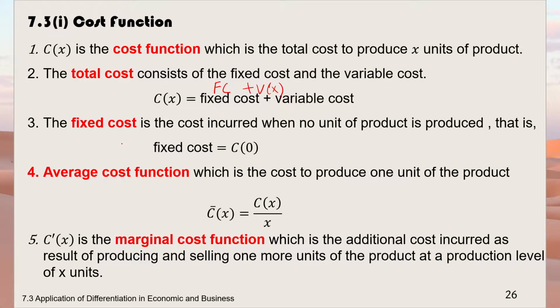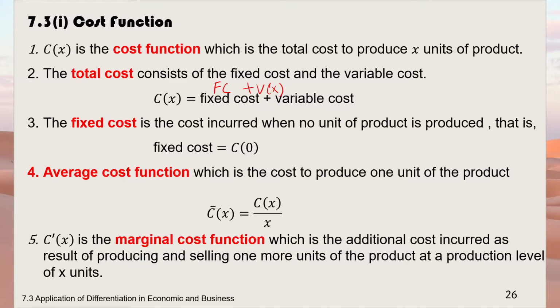What is the fixed cost? The fixed cost is the cost incurred when no unit of product is produced. For example, the rental of your factory, or the electricity, or the water, or some of the utilities. That one is called fixed cost. It means your factory or your business is not running and yet you still need to pay for it.